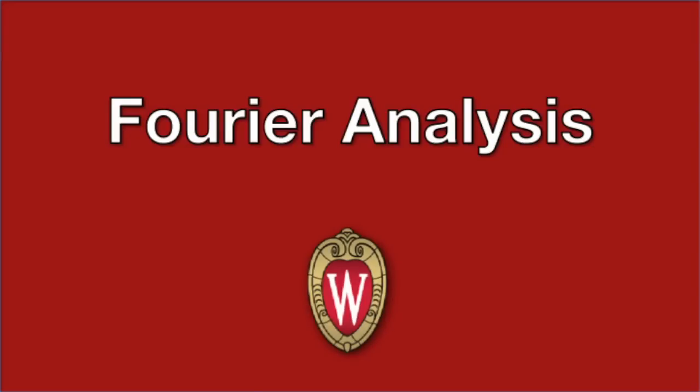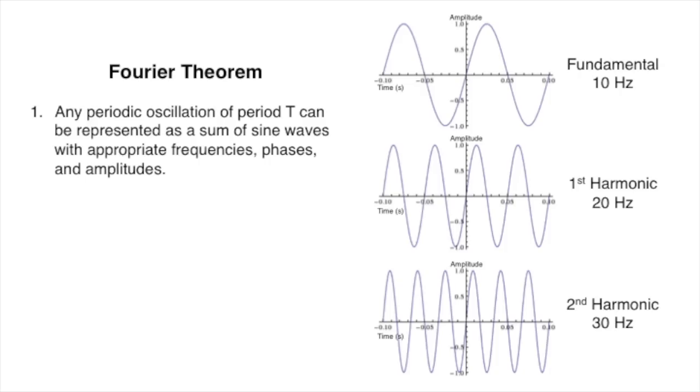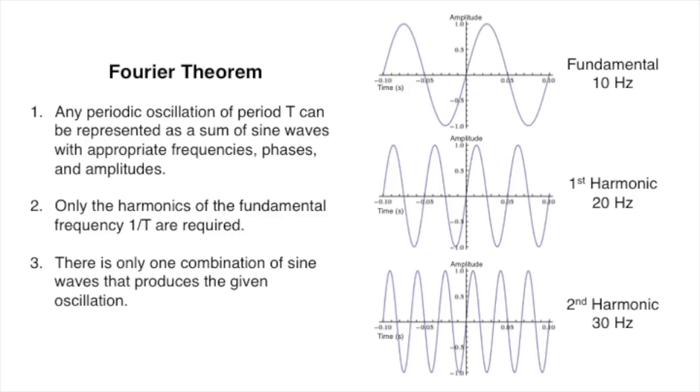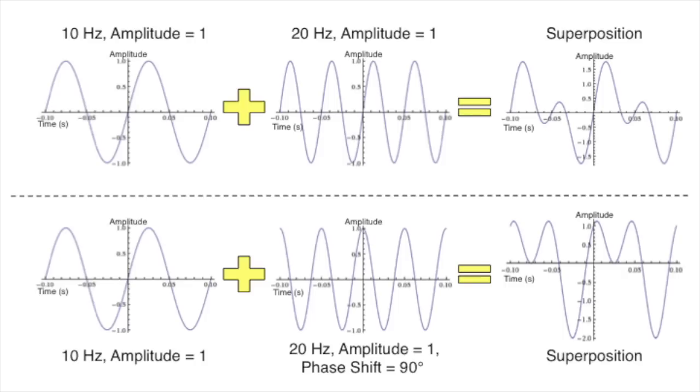In today's lab, you will study Fourier analysis. Fourier's theorem states that any periodic oscillation can be represented as a sum of sine waves with different frequencies, phases, and amplitudes. Only harmonics, or multiples, of the fundamental frequency, equal to 1 over the period of the oscillation, are required. Additionally, there is only one combination of sine waves that will produce the given oscillation.